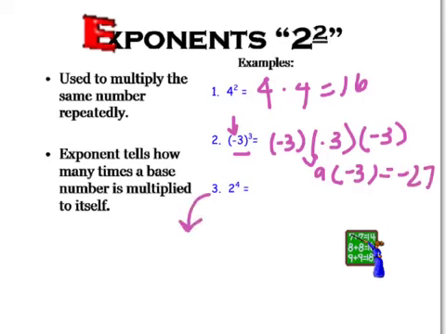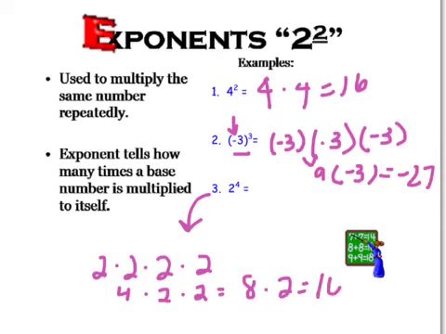Alrighty, down here for number 3, we're going to multiply 2 times 2 times 2 times 2. 2 times 2 is 4 times 2 times 2, which equals 8 times 2 equaling 16. Okay, we got that one.